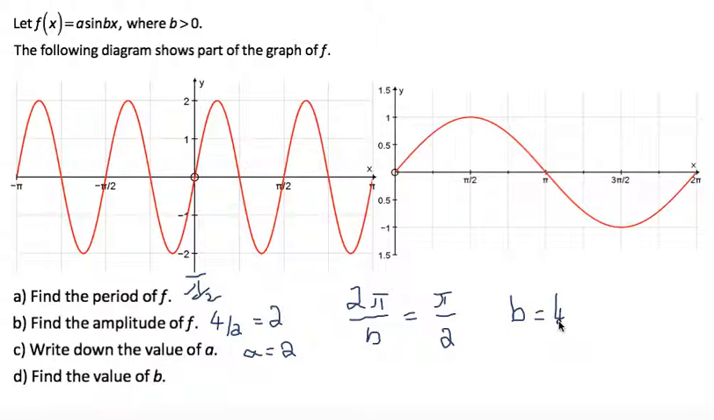So B is 4. B is the thing that gives me the period. 2 pi divided by 4 reduces that, almost squashes it in to give me pi over 2. So very straightforward on amplitude and period, but something that students forget quite quickly.